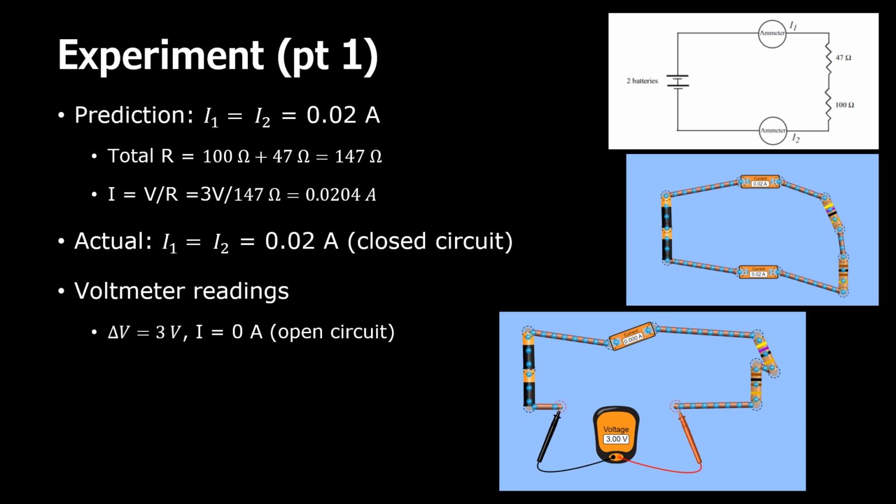And then we used the voltmeter, and the potential difference was equal to 3 volts. And then the current is equal to 0 amps just because it's an open circuit, as you can see in the bottom picture there. It's not a full loop, so there's no current flowing through the circuit.